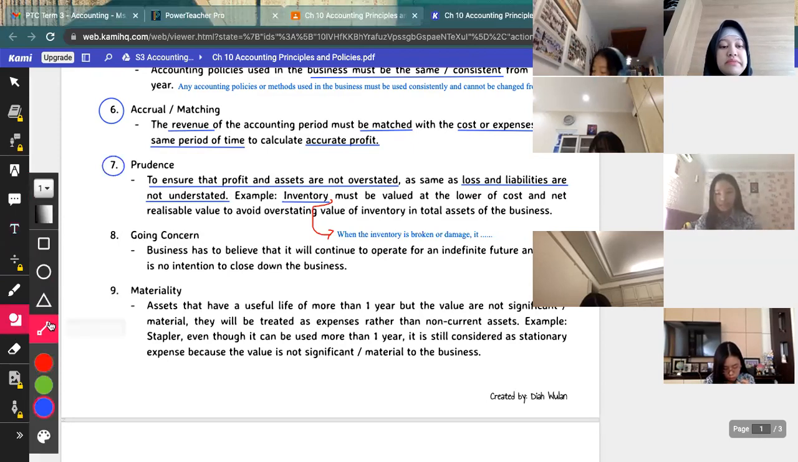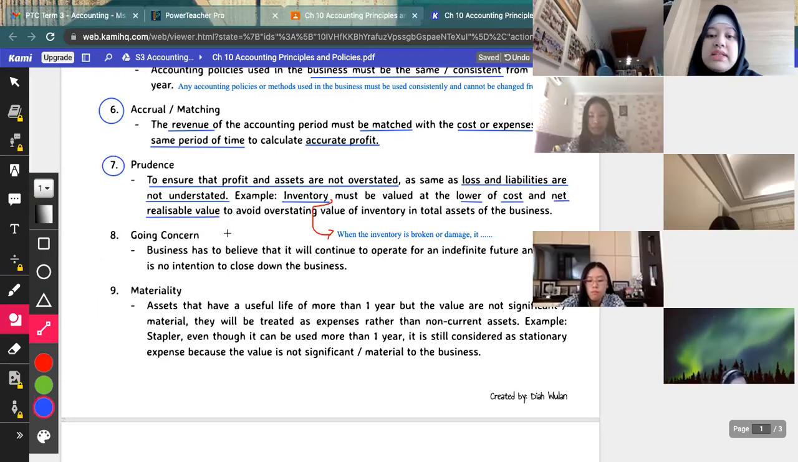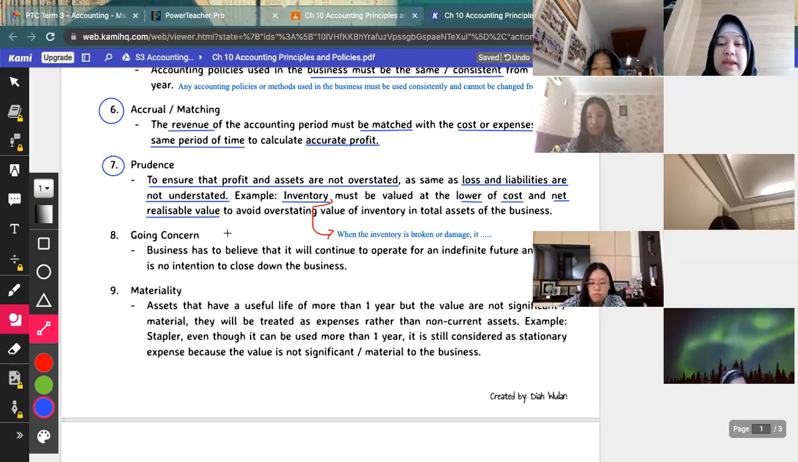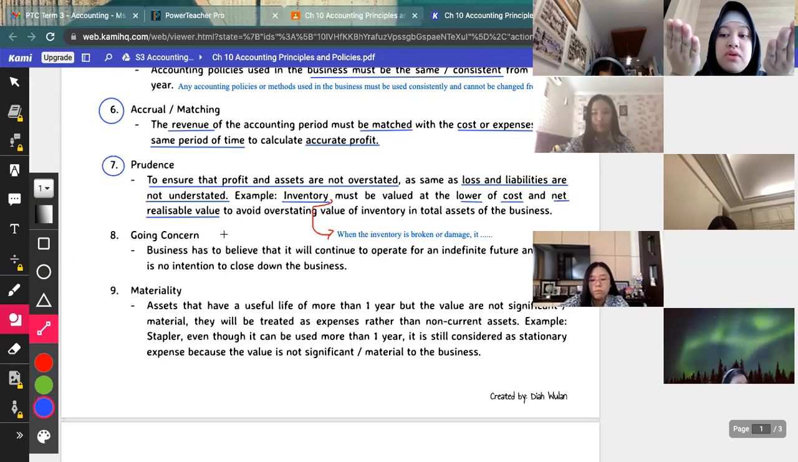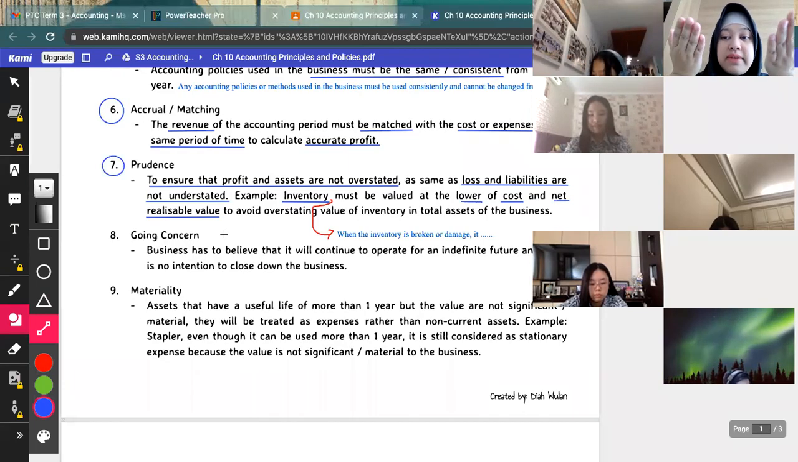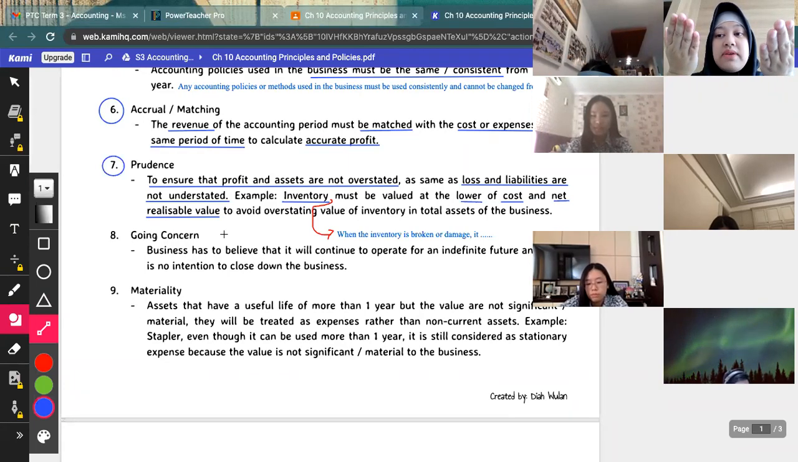So it means you have to choose which one is the lower or the lowest value between cost and net realizable value. What is actually net realizable value? We will discuss this later in the next page, yeah, okay? So when inventory is broken or damaged, you cannot record the inventory as it is, at the cost price. You have to compare between two values. Yeah, which one is the lowest? If the cost is bigger than the NRV, then you have to choose the NRV. If the cost is lower than the NRV, then you have to choose the cost. Yeah.